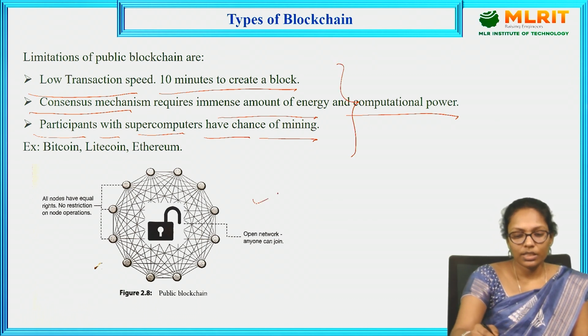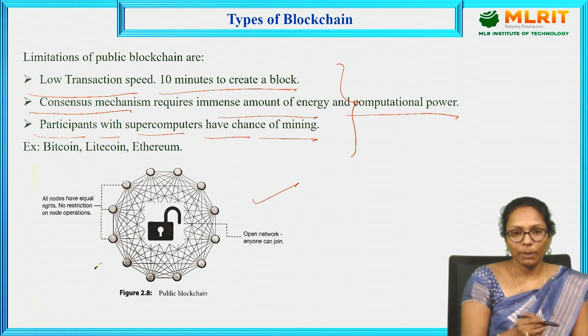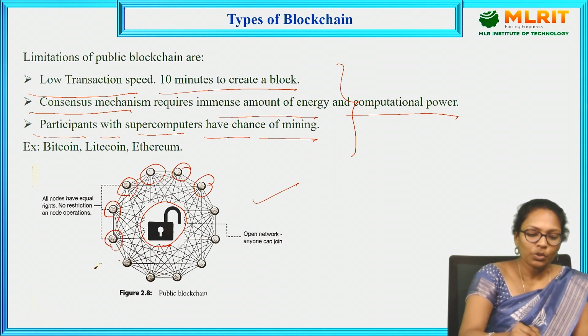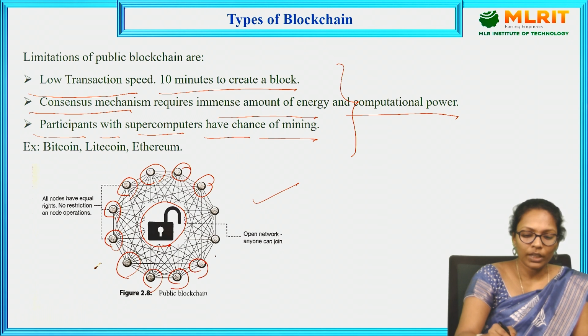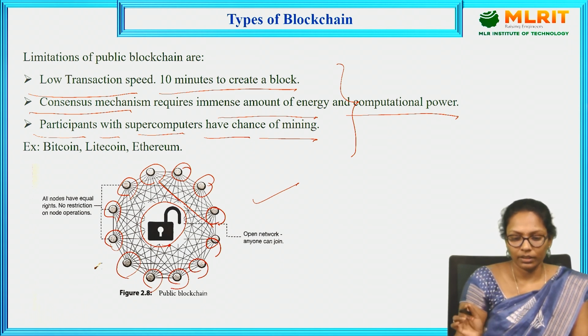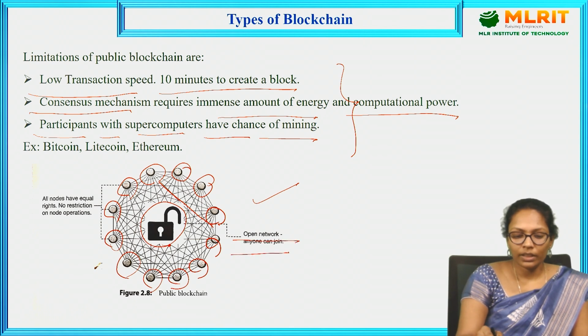So these are all the different limitations of the public blockchain. This figure indicates the public blockchain. So it is open. The lock is open. Anyone can join the network. All these are considered as nodes, and all these nodes are connected here if we observe. One node can connect to any other node. But all these users are anonymous. One user doesn't know the other user, but still they can connect and communicate. So it is an open network, anyone can join here.